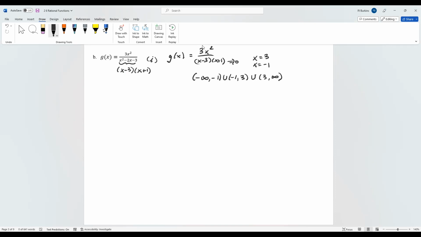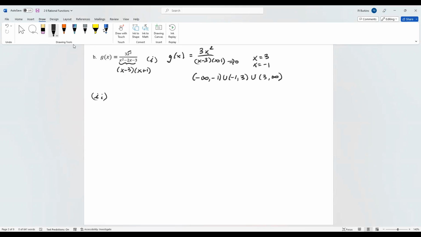So we can almost be guaranteed that we're going to get either an asymptote at -1 and 3, or at the very least a hole at those points. All right. The second part of the question says, look at the degree of numerator and denominator and tell me if you have any horizontal asymptotes.